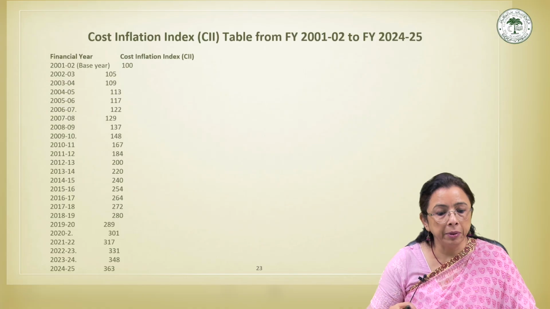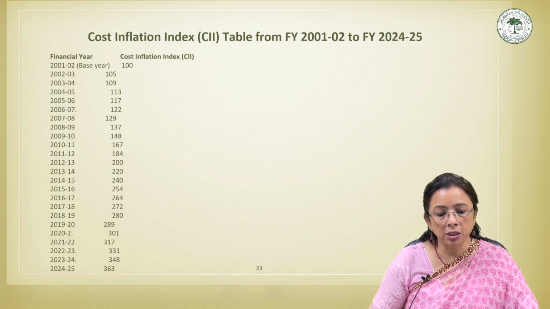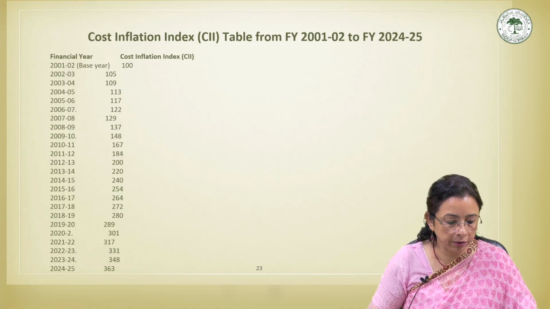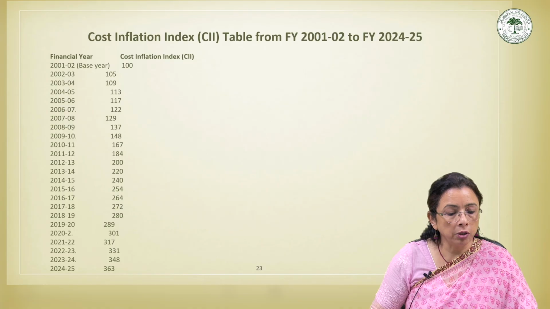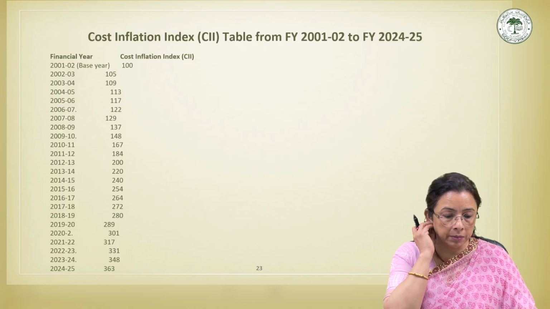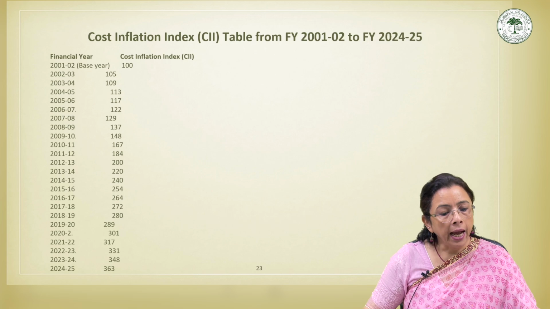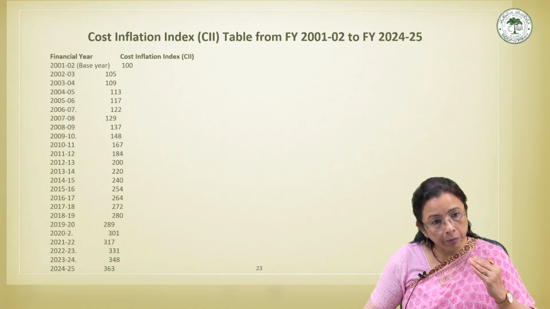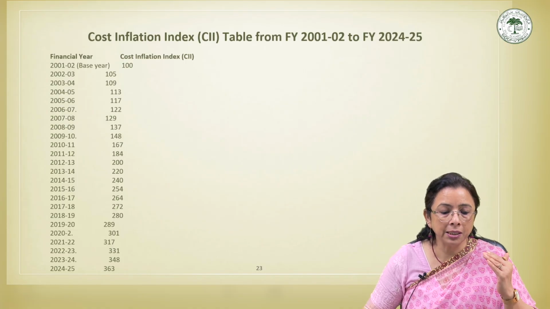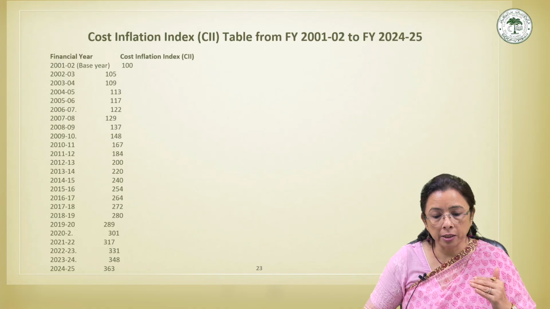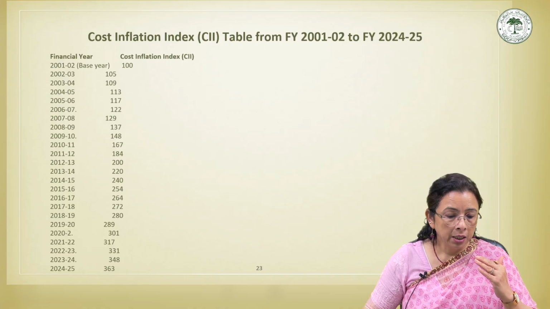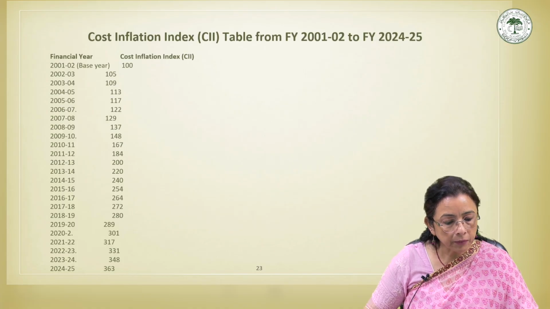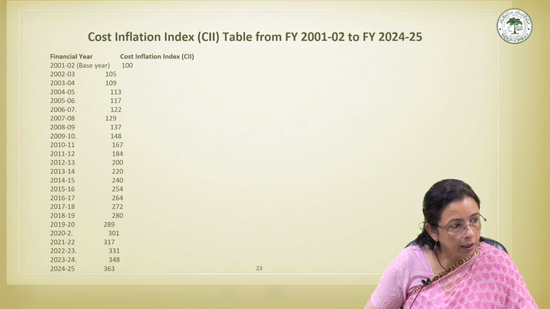Now this is the table which gives you the CII, cost inflation index, from the year 2001 till 2024-25 onwards. 2001 is the base year, so its value is taken as 100, and with the passage of time, taking into consideration inflation, or the time value of money because of inflation, we have computed the CII. It is a standard table that is provided for the calculation of cost inflation index. Okay.